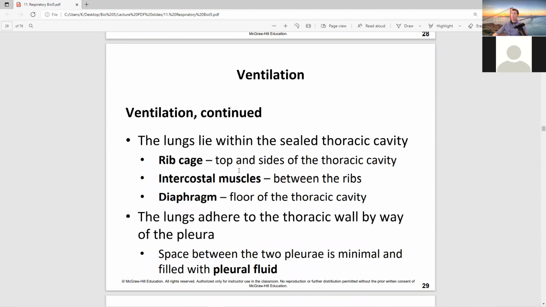There's a rib cage, top and sides of the thoracic cavity. There are intercostal muscles between the ribs. And then there's a diaphragm on the floor of the thoracic cavity. The lungs adhere to the thoracic wall by way of the pleurae. Space between the 2 pleurae is minimal, and filled with pleural fluid.